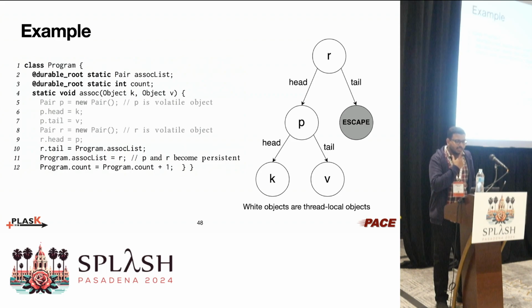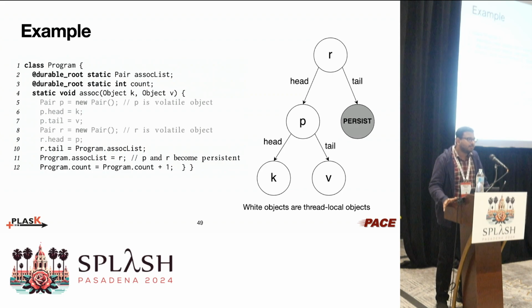And on line number 11, when we do program.assoc_list is equal to r, we have to ensure that everything reachable from R, including R, should either be a thread local object or persistent object. But because in the object graph, we can see that escaping object is reachable from R, we need to perform handshake here. We cannot elide it.